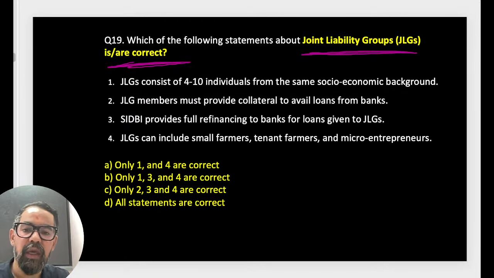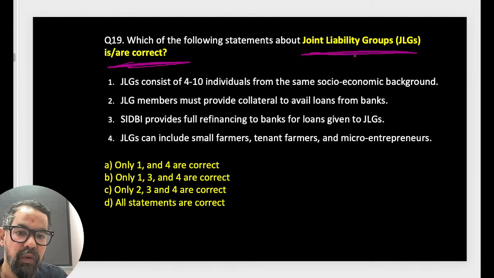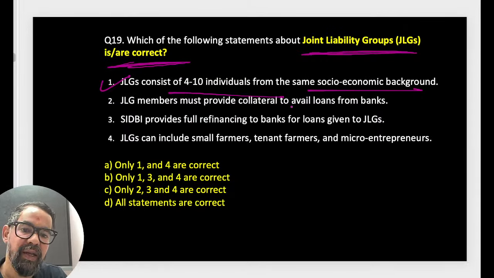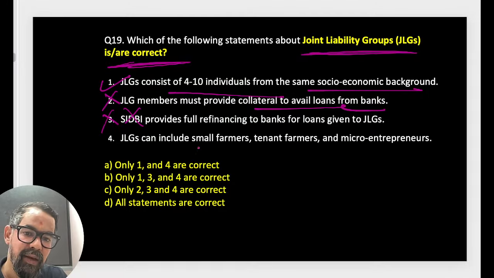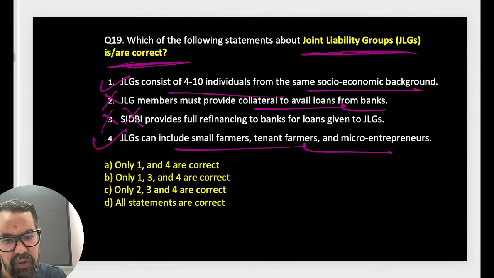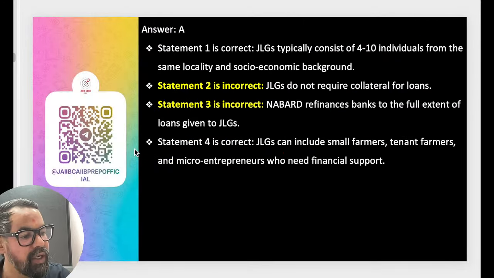Vinod sir is saying A. So what was the question? The first statement is that it is 4 to 10 members from the same socio-economic background. JLG members must provide collective collateral to avail a loan from the banks. No, it is a collateral free loan. It is NABARD, not SIDBI. JLG can include small farmers, so 100% true. Statements 1 and 4 are without any doubt the right answer. Okay, Devendra sir, fine.